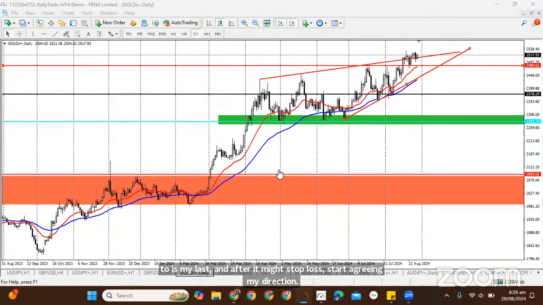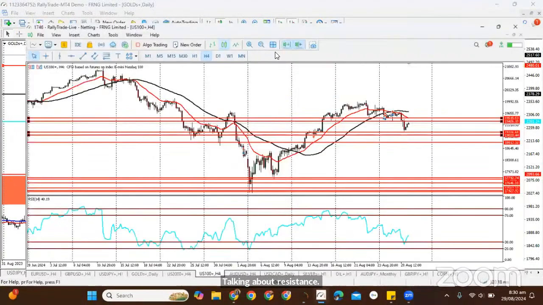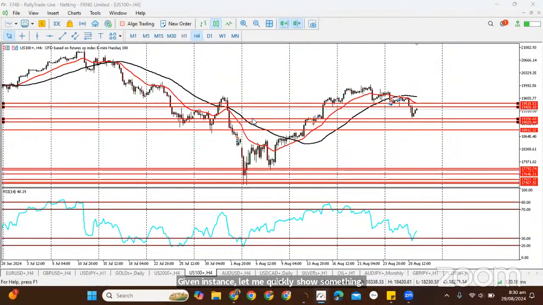So now, for me, instead of just putting a stop loss, I have an amount at a particular location where I know that if price should get there, then definitely it's not going in my direction. But in terms of take profit, I try as much as possible to locate the next zone. If I'm talking about zone, I'm talking about support and resistance. To give an instance, let me quickly show you something on my MT5 that happened.